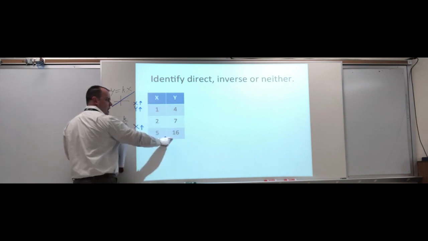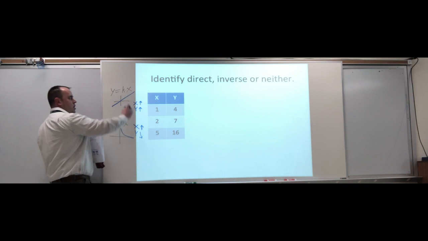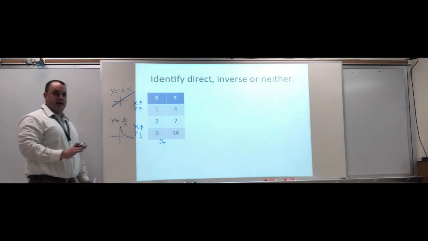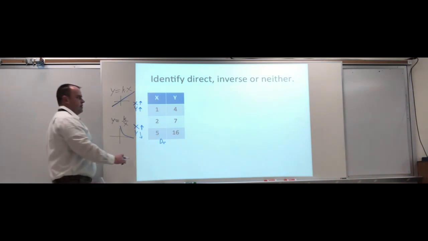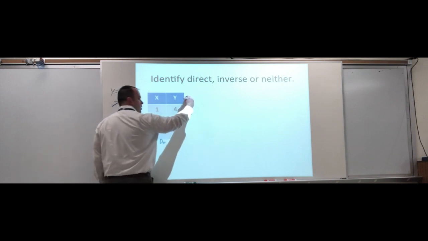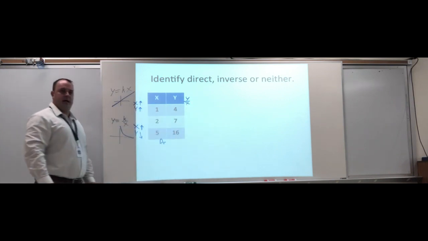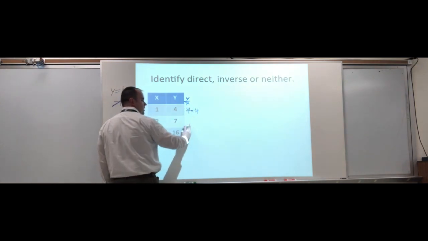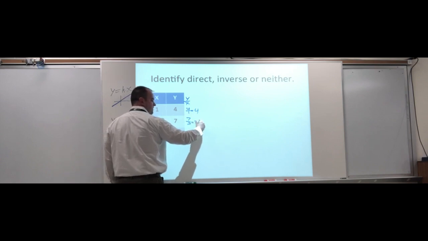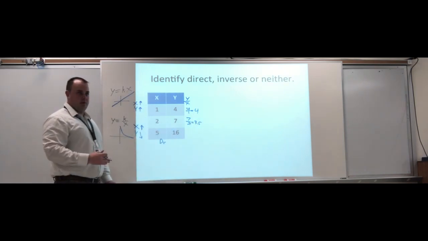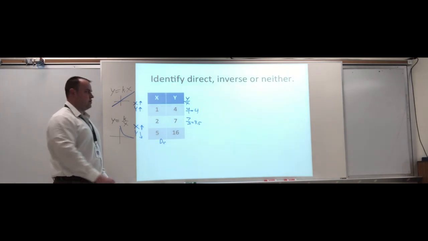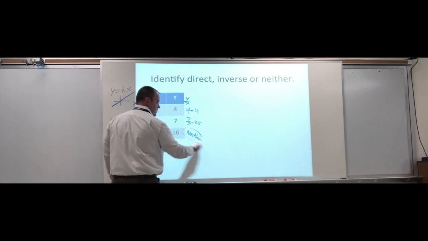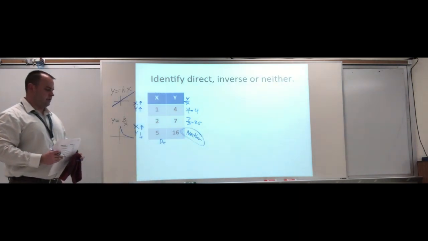X is increasing, y is increasing. So since they're both increasing, we know we're looking for direct variation. Now, we're not going to decide yes it is direct yet. Now we have to test it. Remember, to test it, we're going to look for y over x. If all those are the same, then yes, it is direct. 4 over 1 is 4. 7 over 2 is 3.5. No need to do the third one. If they're not all the same, it's not direct variation. Since the first two don't match, it's neither direct nor inverse variation.